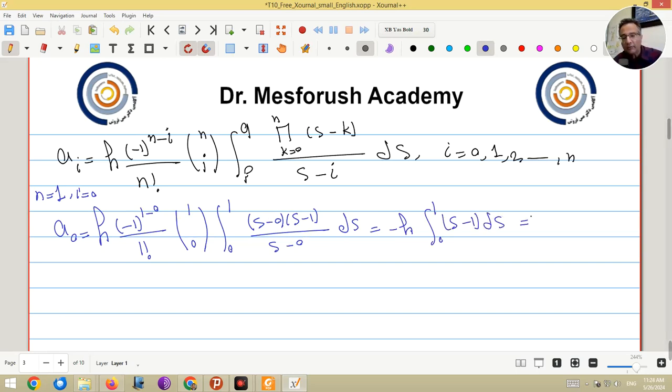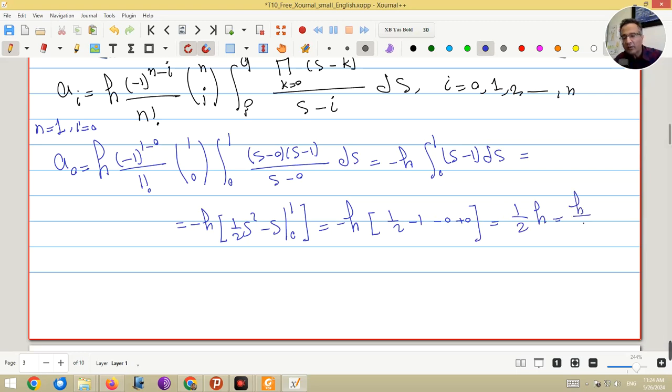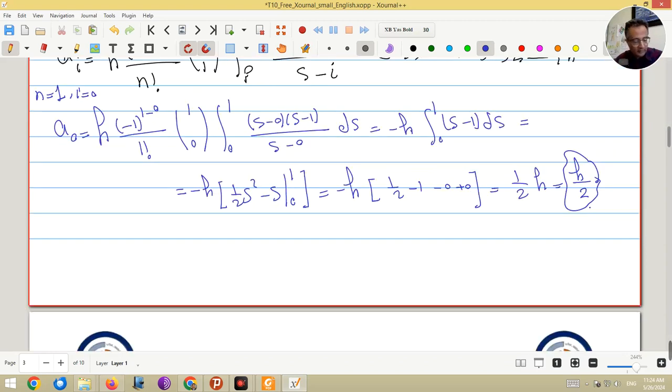Okay, so I have to compute this integral. If I do the integral, I will have minus h times (s squared over 2 minus s) from 0 to 1, and this is minus h times (half minus 1 minus 0 plus 0). Okay, and this is half h, this is h over 2. Keep it. This is A0.